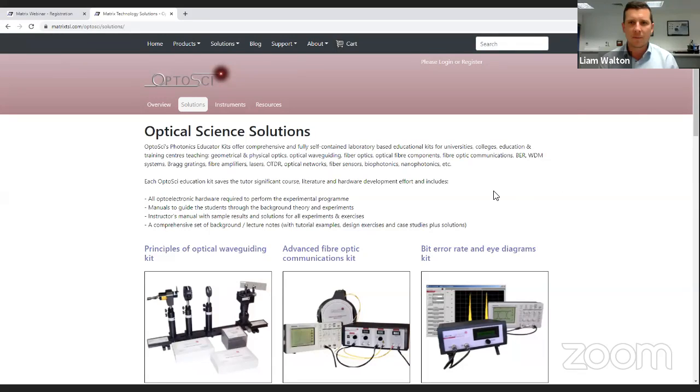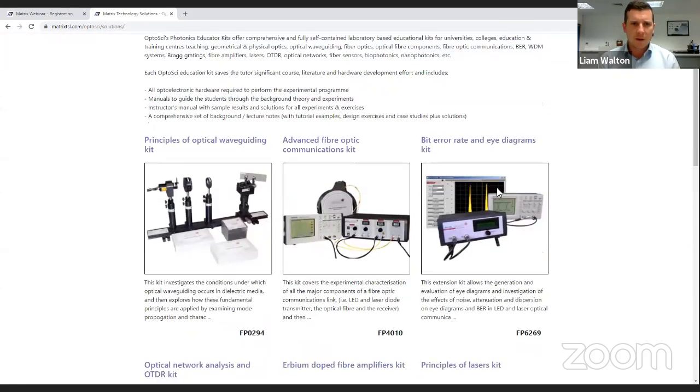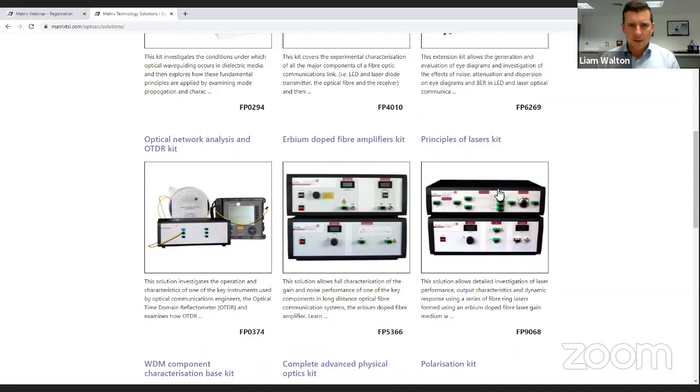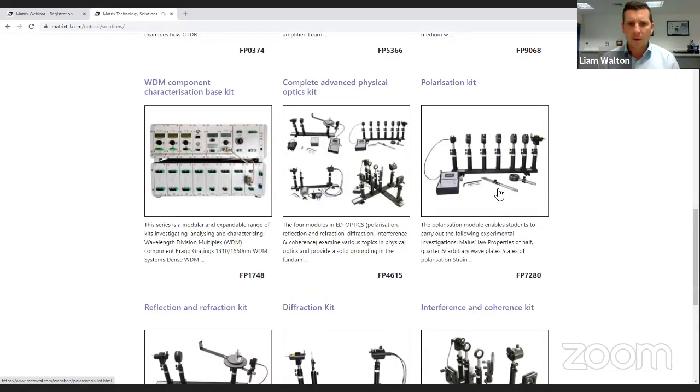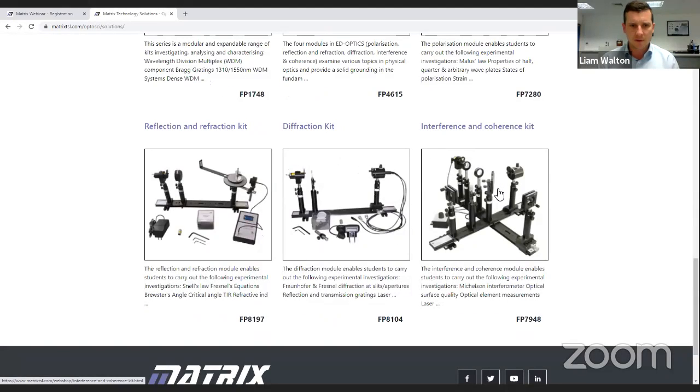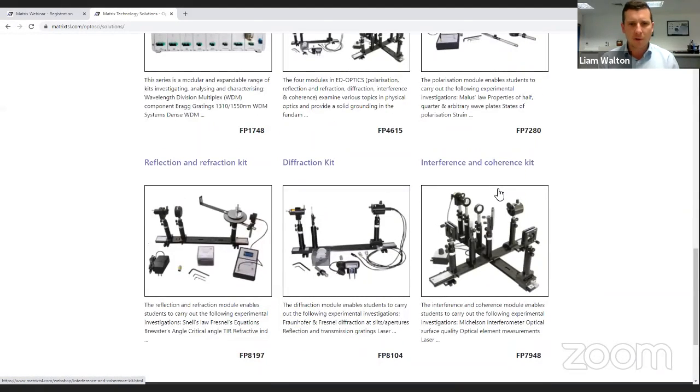Yes. So that's the Matrix website, actually. If you just scroll a little further down this particular page, Dion, there's a number of products that could be seen as fit and familiar for that particular syllabus study. You've got the kits there at the bottom, the FP8197 and FP8104, which are the reflection and refraction kit and the diffraction kit as well. And we also have a combined kit that brings those together, which is known as our advanced physical optics kit.